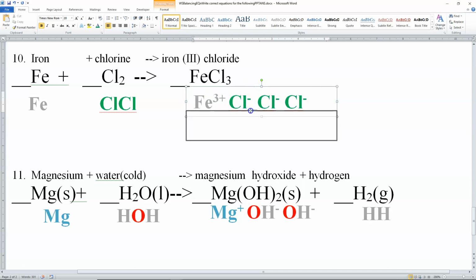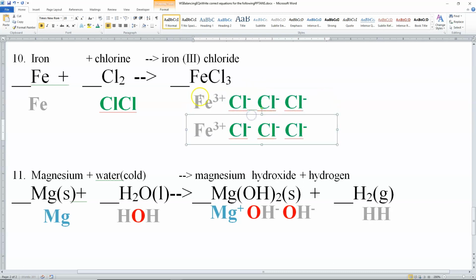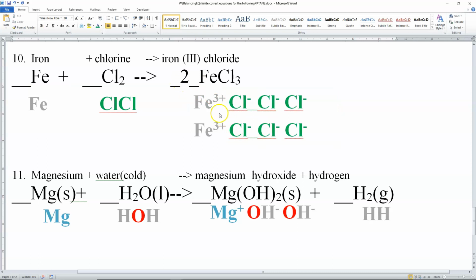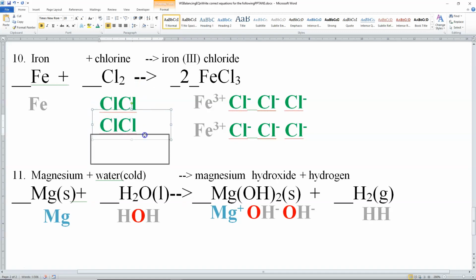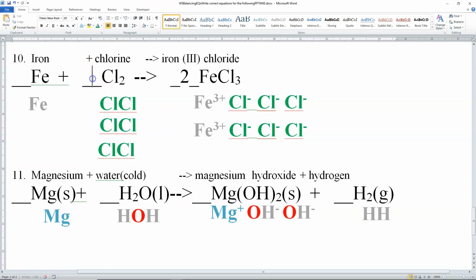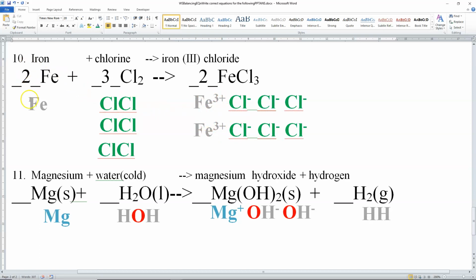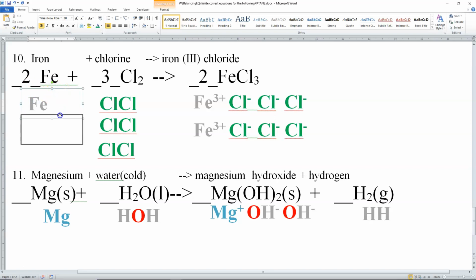So you could try just doubling the amount of iron(III) chloride, like so. That means we now have 6 chlorides on the right, so we'll need to have 6 chlorines on the left. They come in pairs here, so that means we'll have to have 3 lots of chlorine molecules, so we put a 3 in here. Irons, there are 2 iron 3+ ions on this side, so we'll need to have 2 irons on the left, like so.